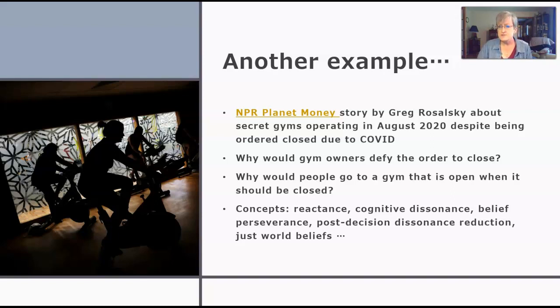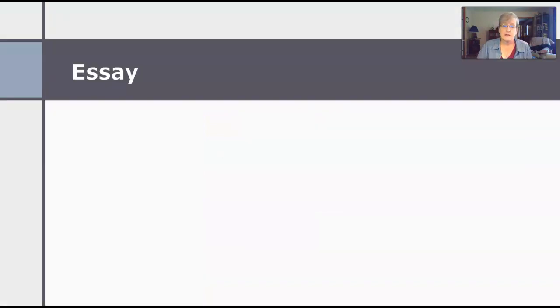So there are lots of social psychology concepts that I could use to help me understand the behavior of the gym owners and the behaviors of the people who went to these quote-unquote underground secret gyms that remained open despite lockdown orders in their areas. Now, what you're going to be producing for me for assessment is an essay.